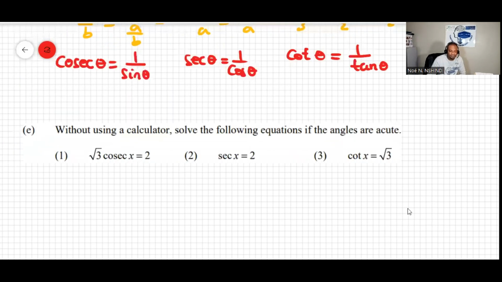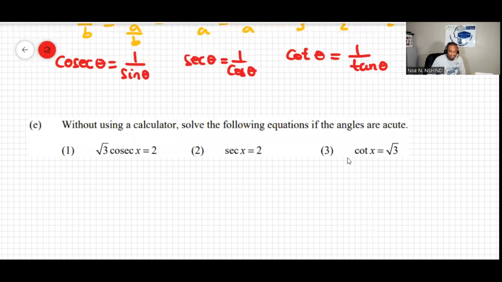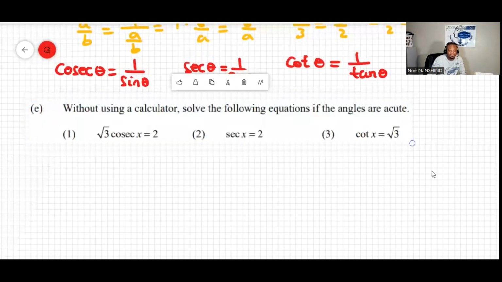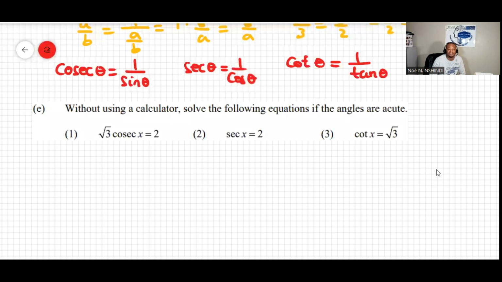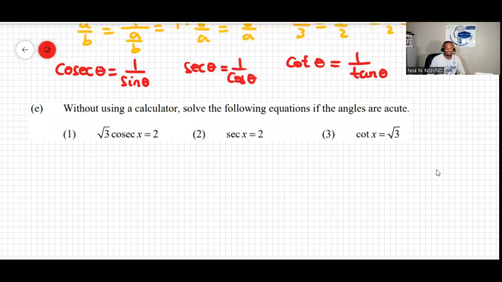Okay, so I will move to question E. Question E says, without using a calculator, solve the following equations if the angles are acute. So in this case, for instance, in question 1, we will divide both sides by √3, and this will be cosec x equal to 2 over √3.